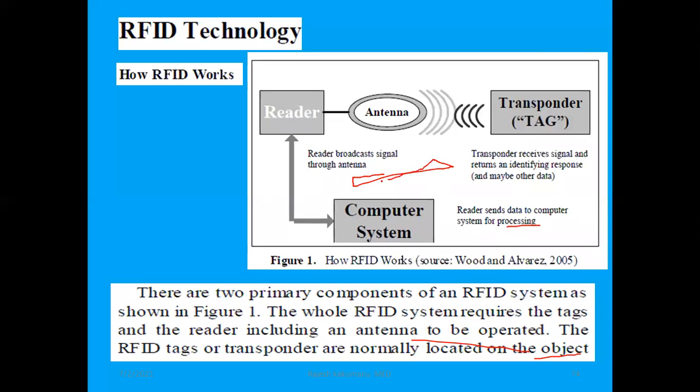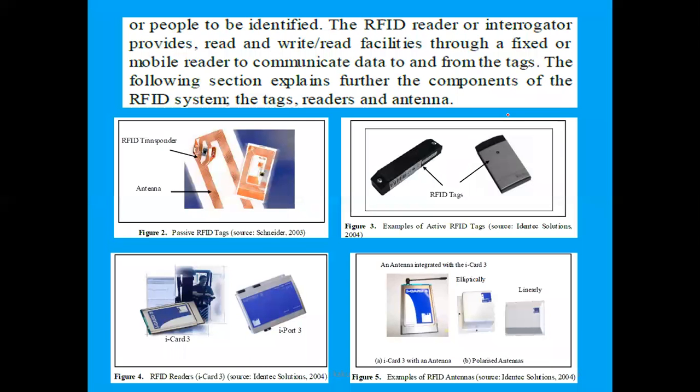You are sitting at the computer, and you will view whatever information is there. Then the reader collects the information through the antenna, which is connected to the tag. Now, how are people to be identified? The RFID reader or interrogator provides read and write facilities, through fixed or mobile readers, to communicate data to and from the tags. The following section explains the further components of RFID tags, readers, and antennas.